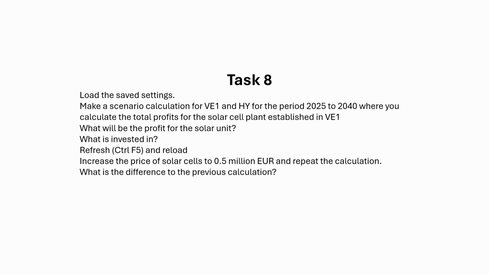When you've done that, you should refresh and reload. And then you should increase the price of solar cells to 0.5 million euros per megawatt and repeat the calculation. And then you should find out what is the difference between the two calculations.